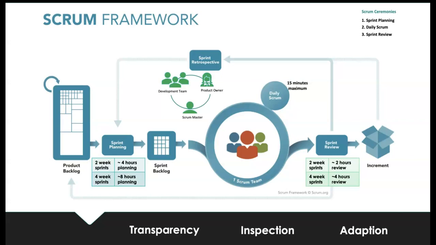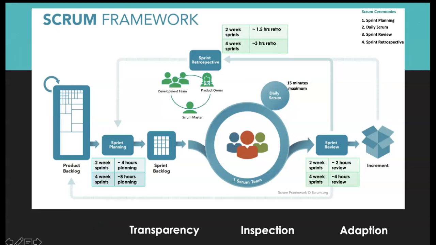The fourth ceremony is the sprint retrospective. The sprint retrospective occurs after the sprint review and prior to the next sprint planning. During the sprint retrospective, the team discusses what went well in the sprint, what could have been better, and what we will commit to improve in the next sprint.